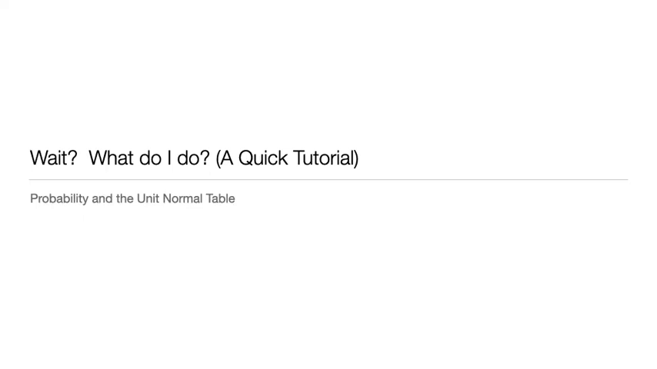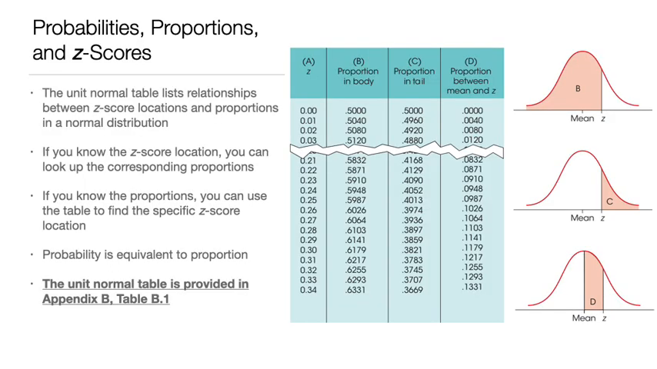Hello everyone, this is our quick tutorial on probability and the unit normal table. So when you're working on a problem and you're like, wait, what do I do? This can be your go-to reference. Just a quick reminder about the unit normal table, or our Z table.